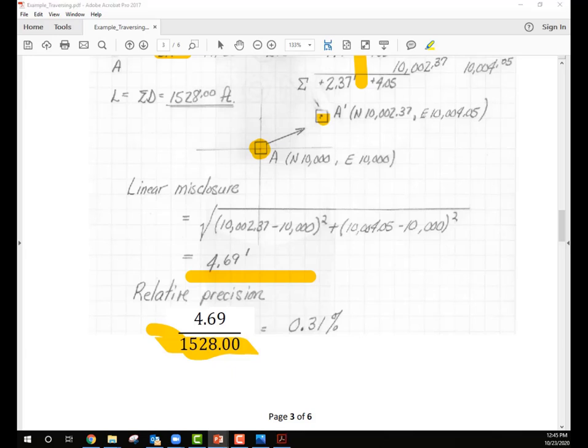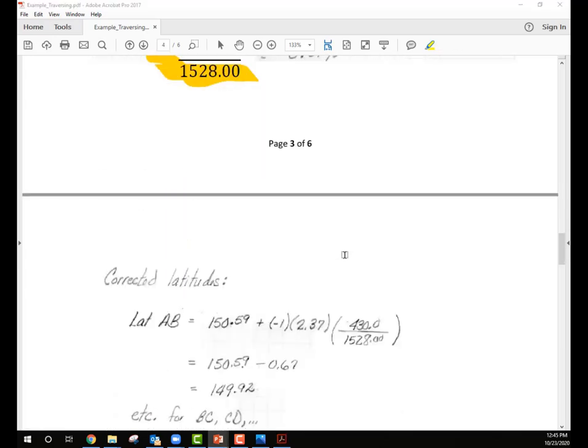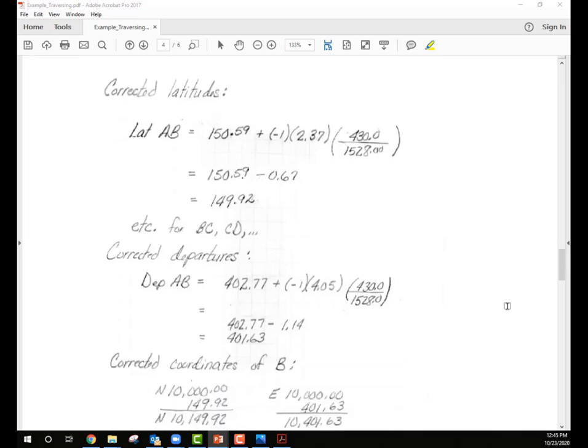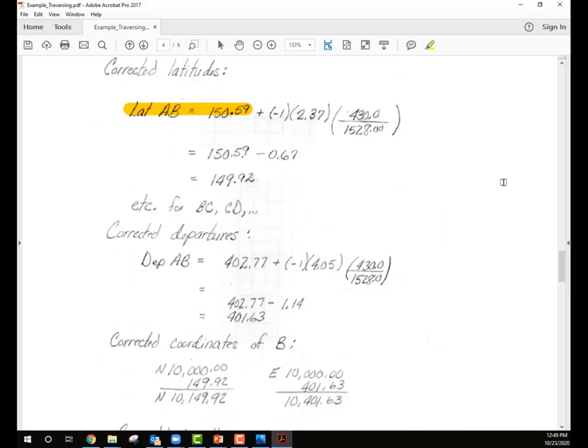So that's step number 4, and then step number 5, we correct the latitudes and departures. I take an existing latitude of, say, the line from A to B, and I'm correcting it by multiplying by a correction factor to adjust for the error.